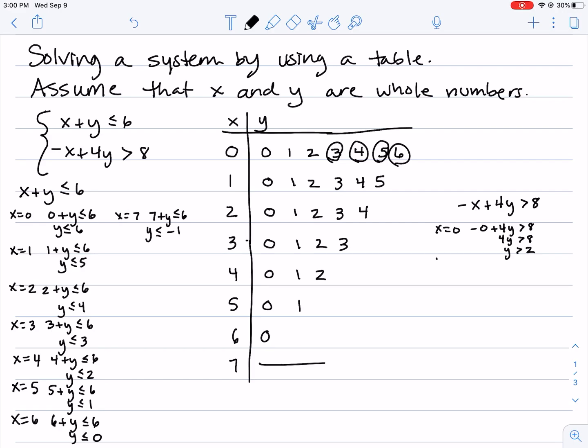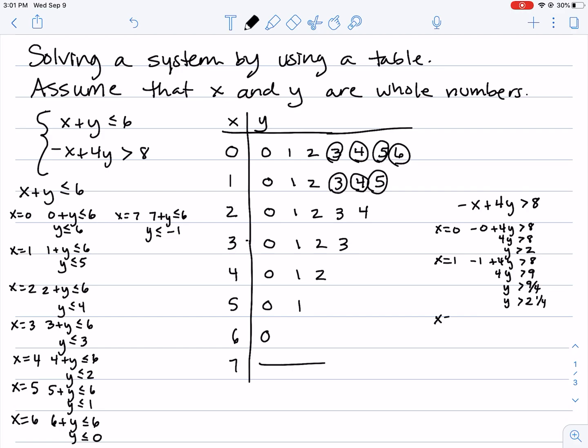But I got to keep going. I got to check x equals 1. Plug it into the inequality, -1 plus 4y greater than 8. Let's see, 4y would be greater than 9 when you add 1 to both sides. y is greater than 9/4. Well, 9/4 is the same as 2 1/4. So for x equals 1, out of those possibilities, I need to circle all of the solutions that are greater than 2 1/4. So 3, 4, and 5 are going to be solutions.